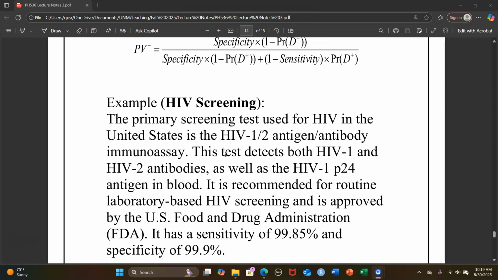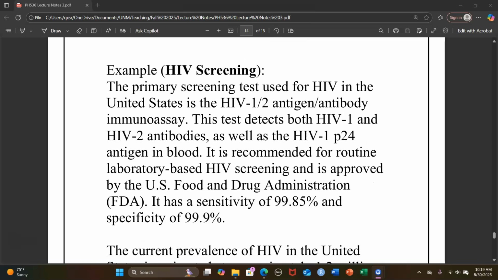So here is an example on HIV screening. The primary screening test used for HIV in the United States is the HIV-1/2 antigen antibody immunoassay. This test detects both HIV-1 and HIV-2 antibodies, as well as the HIV-1 p24 antigen in blood. It is recommended for routine laboratory-based HIV screening and is approved by the U.S. Food and Drug Administration, FDA.